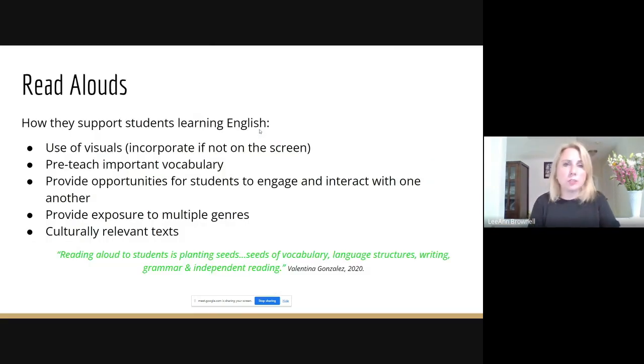So how exactly do they support students learning English? It's great if you can incorporate the use of visuals if they're not on the screen. If you come across some vocabulary that's not typically used in everyday context, maybe you want to take an opportunity to pre-teach some important vocabulary. Giving students the opportunity to get together with one another, whether it be partners or groups, and talk about it. It's giving them exposure to multiple genres and, again, choose something that's culturally relevant.